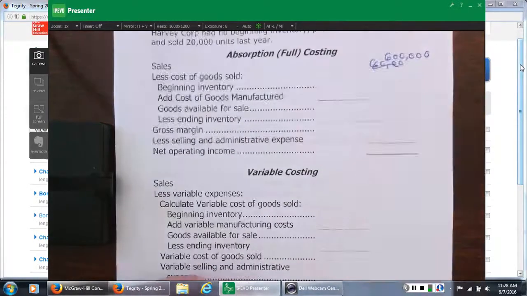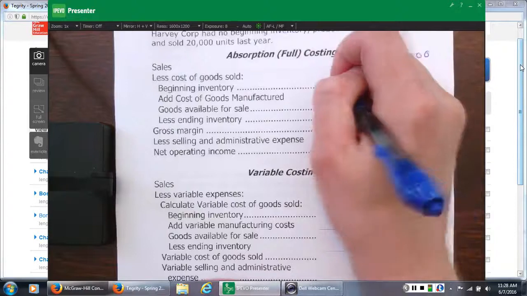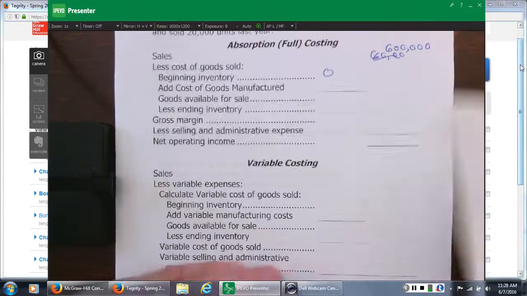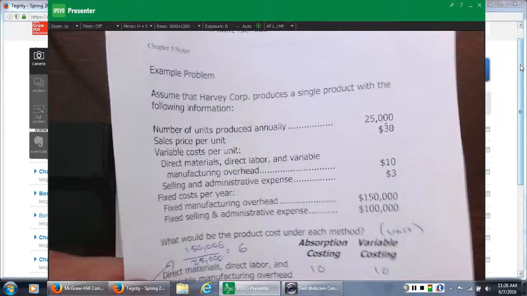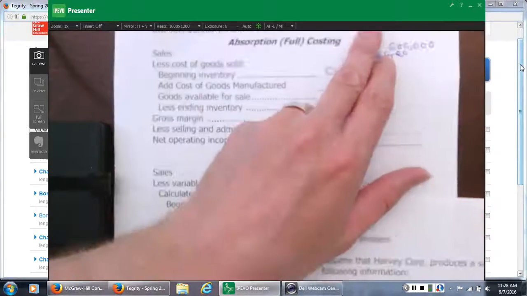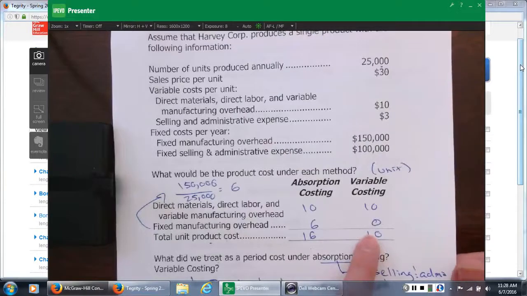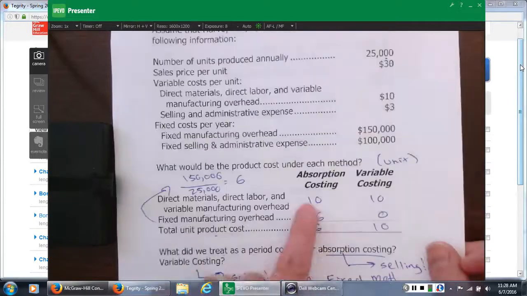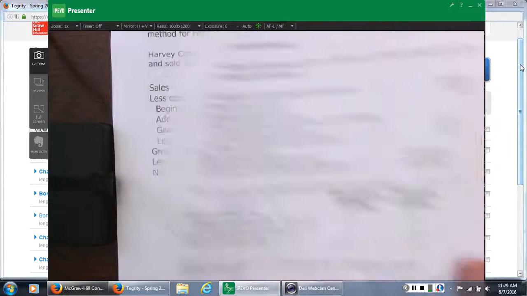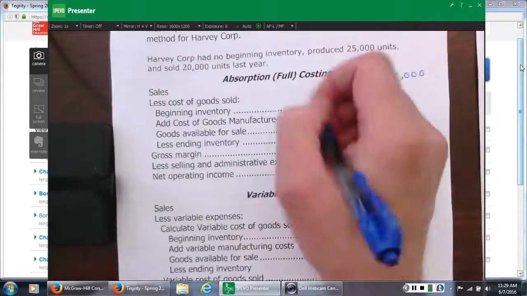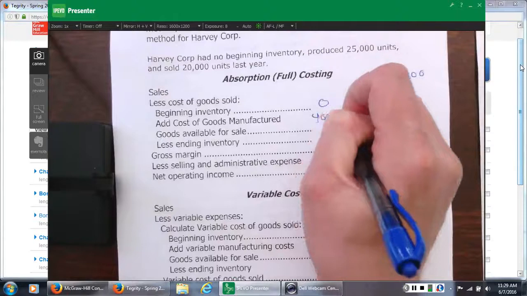That's our sales. Our beginning inventory is 0, which we know, and then we have our cost of goods manufactured. How many goods did we manufacture? It says right here, we made 25,000 units. And what is our product cost per unit? It's $10. Oh, $16, I'm looking at absorption costing. So I say my 25,000 times my 16 gives me my 400,000 right here.